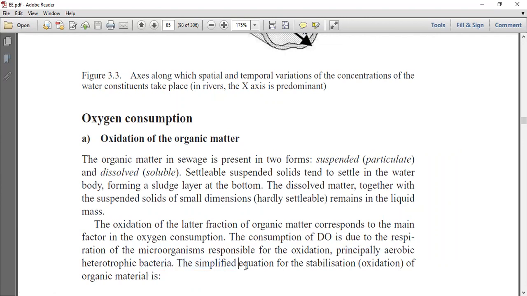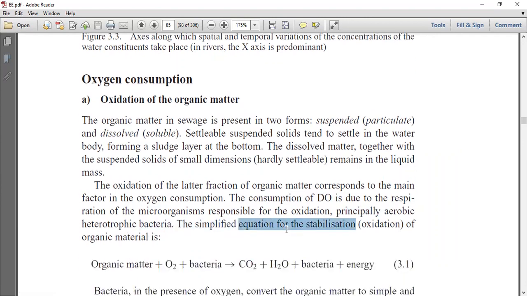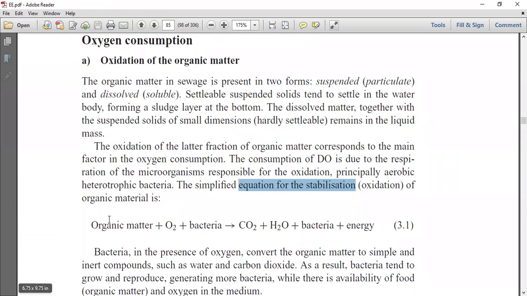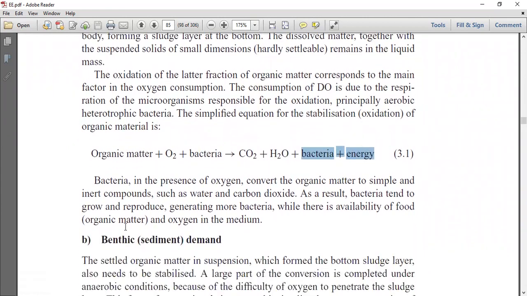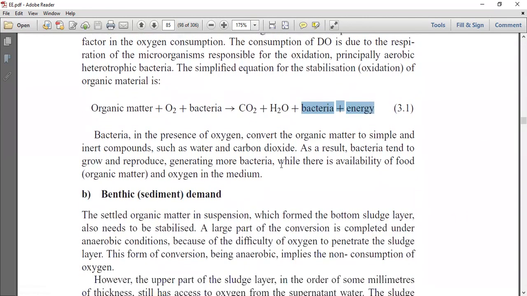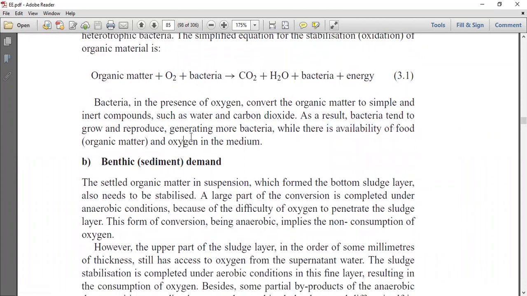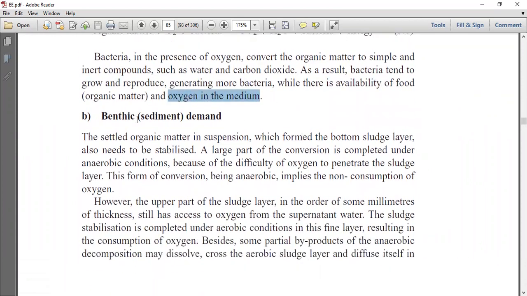heterotrophic bacteria. The simplified equation for the stabilization of the organic material is organic matter plus O2 plus bacteria gives CO2 plus H2O plus bacteria plus energy. Bacteria in the presence of oxygen convert the organic matter to simple and inert compounds such as water and carbon dioxide. As a result, bacteria tend to grow and reproduce, generating more bacteria while there is availability of food and oxygen in the medium.